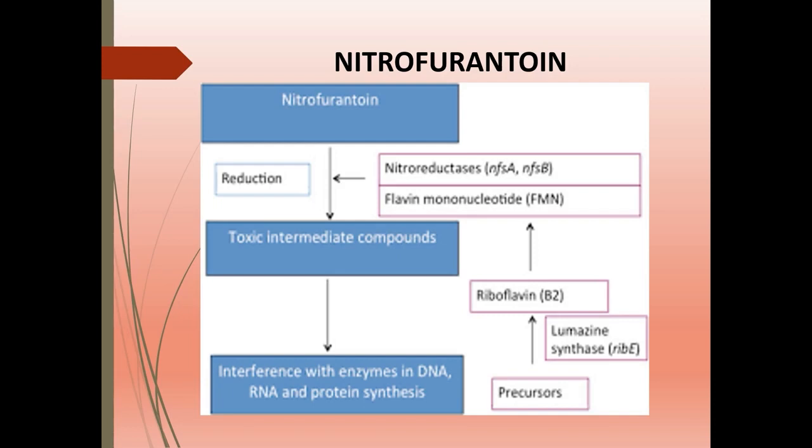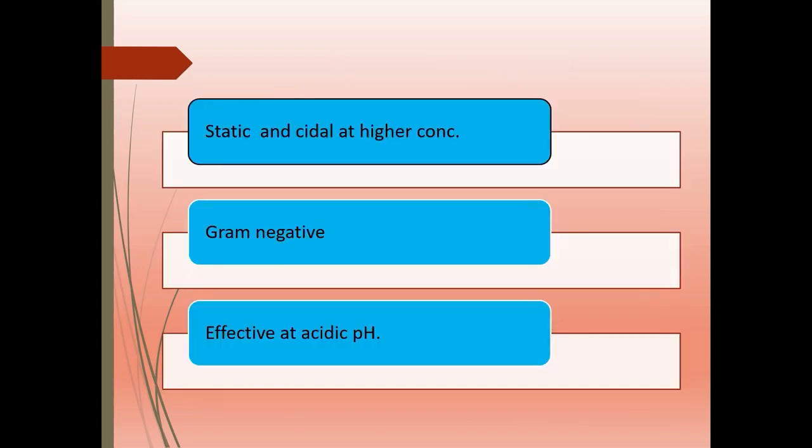Now coming to the urinary antiseptic nitrofurantoin. Its mechanism is that it is reduced to toxic intermediate compounds, which interfere with DNA synthesis, interfere with the enzymes in DNA, and thereby interfere with protein synthesis. So this is the mechanism for nitrofurantoin. It is bacteriostatic at lower concentrations and becomes bactericidal at higher concentrations. It acts on both gram positive and certain gram negative bacteria. E. coli is a gram negative bacteria, and as we said, it is effective only at acidic pH.